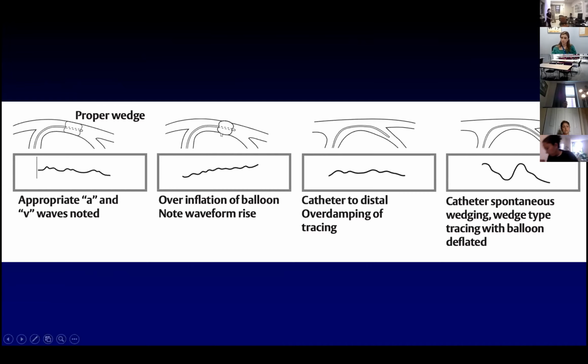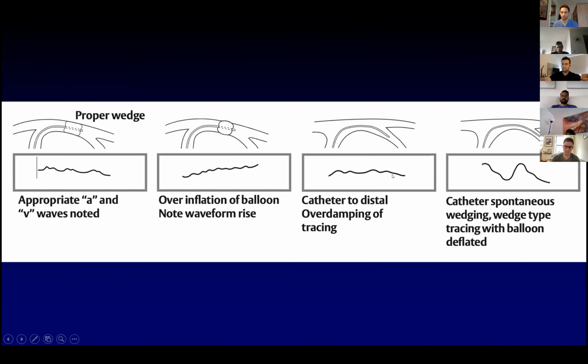When you're over wedged, that means you're very distal. You're going to see the pressure suddenly jump up and increase. You're not going to have proper A waves and V waves. It means that there's overinflation of the balloon. If your catheter is too distal, there's going to be damping of the tracing. And if, with the balloon down, meaning the balloon deflated, the catheter wedges, that means you're probably very distal as well.